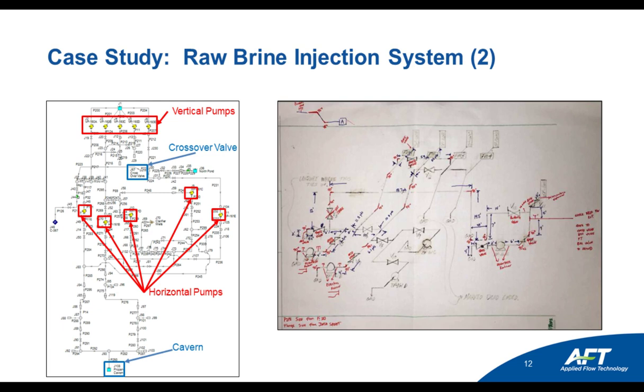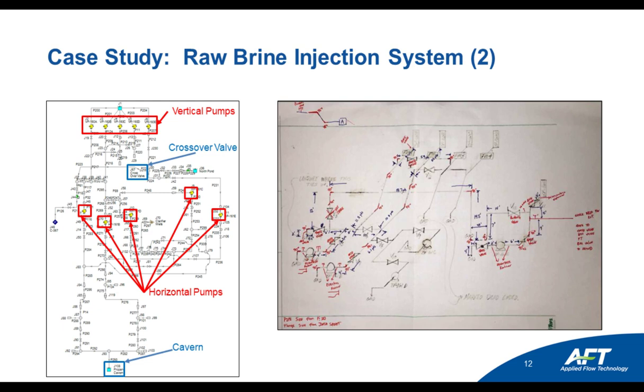This is where the vertical pumps were in the system, and that was the focus of this project: to figure out how to improve the performance of those pumps, because those were the ones having the issues. These are the horizontal pumps at other areas in the system, and there very well could have been potential issues with those pumps, but it wasn't the focus of the project. So the vertical pump was what we were focusing on.